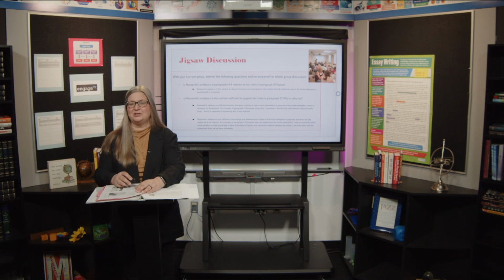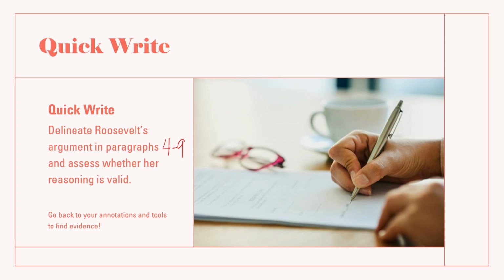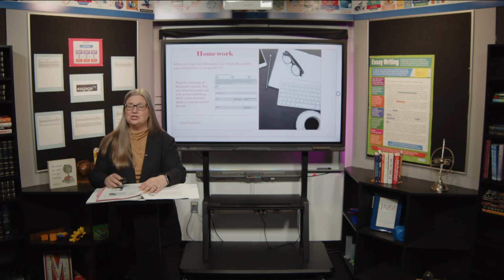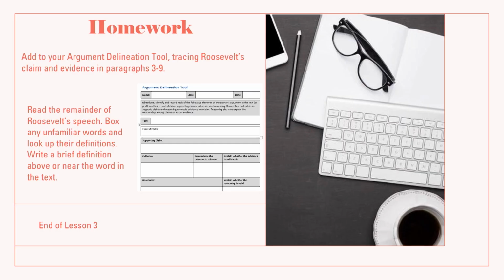So now it is time for our quick write. Get out a piece of notebook paper and answer the question on your board. Delineate Roosevelt's argument in paragraphs 4 through 9 and assess whether her reasoning is valid. Good job. Now I would like for us to give your homework. You should have that argument delineation tool that you used for paragraphs 1 and 2 of Roosevelt's speech. Tonight, I would like for you to delineate or trace Roosevelt's claim and evidence in paragraphs 3 through 9.